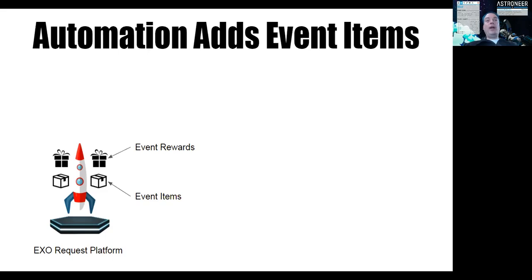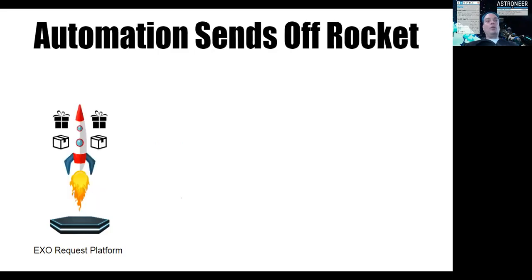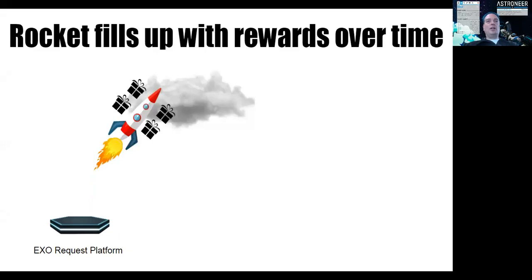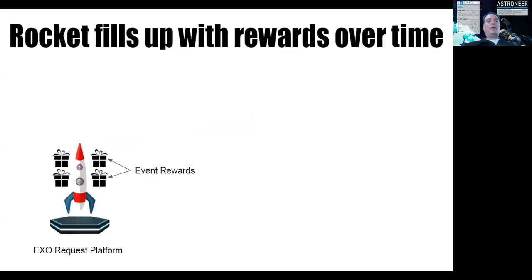So now, if we have automation in place, and I had that in the game, the automation will add additional event items, including the event rewards. The event rewards, if you don't take them off the rocket, they stay on the rocket, and the event items get automatically added to the Exo Request platform rocket, right? So now, if the rocket takes off, it takes off with the reward items and the event items. So the rocket then goes off through the clouds and comes back, and eventually this rocket will fill up with reward items over time, right?